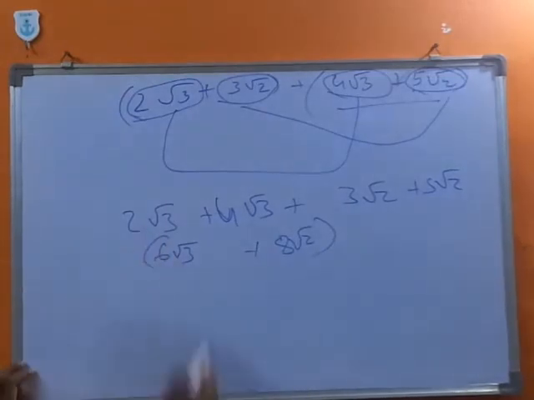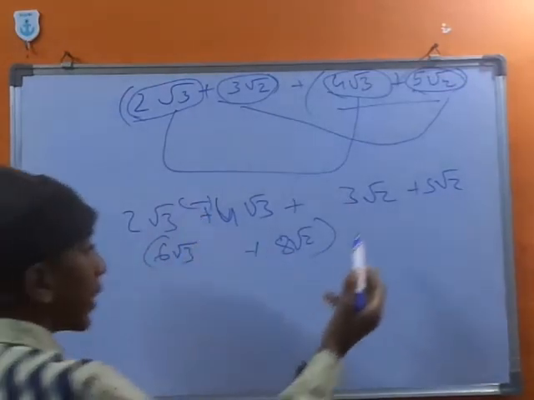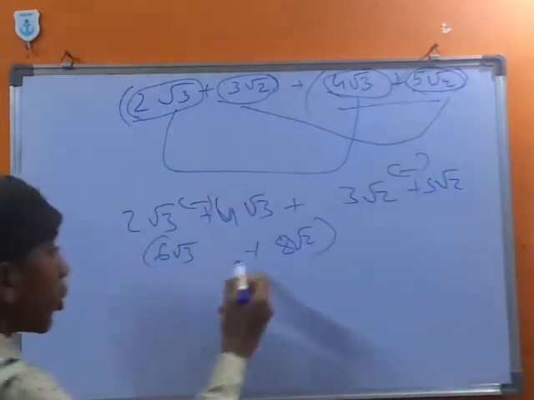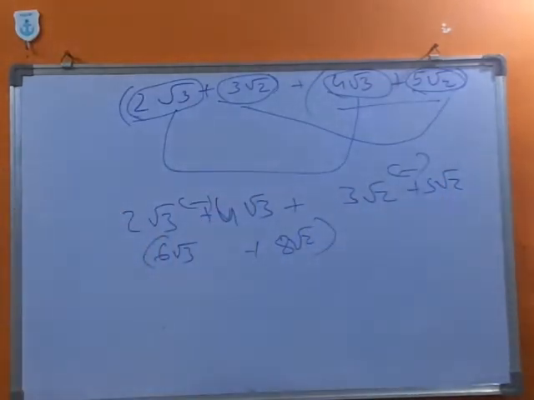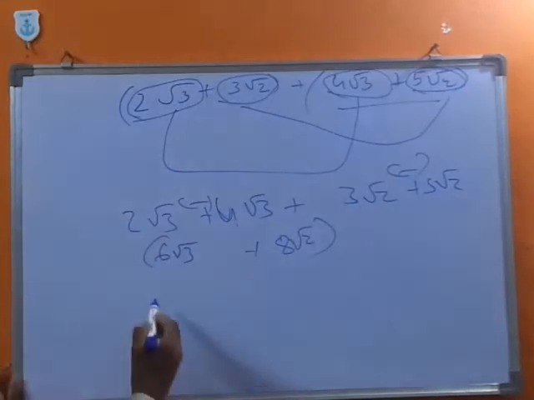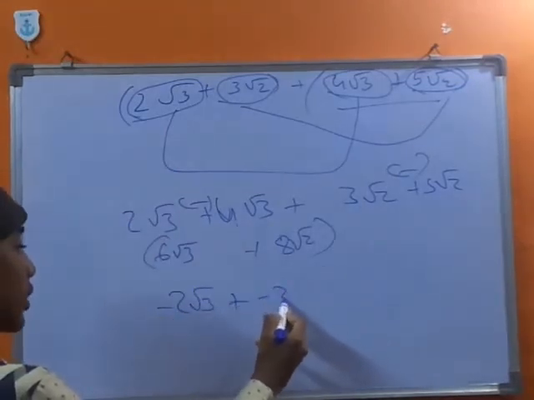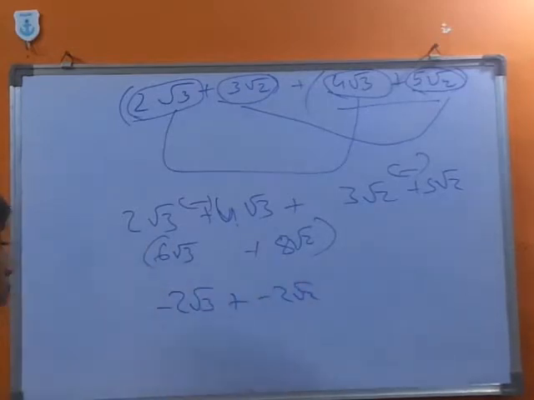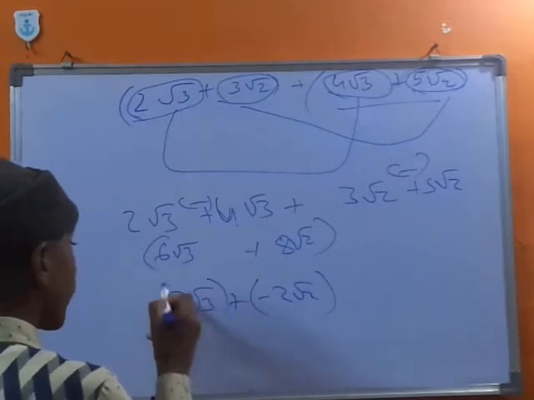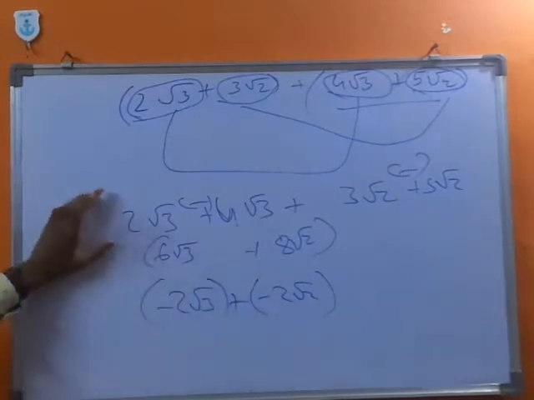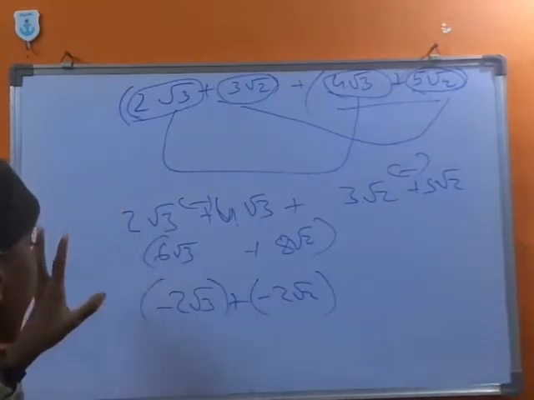Subtraction is also the same. Instead of plus, we will do minus, and we will add both the sums, which is 2 minus 4, that is minus 2 root 3, plus 3 minus 5, minus 2 root 2. And it's the same case in multiplication too.